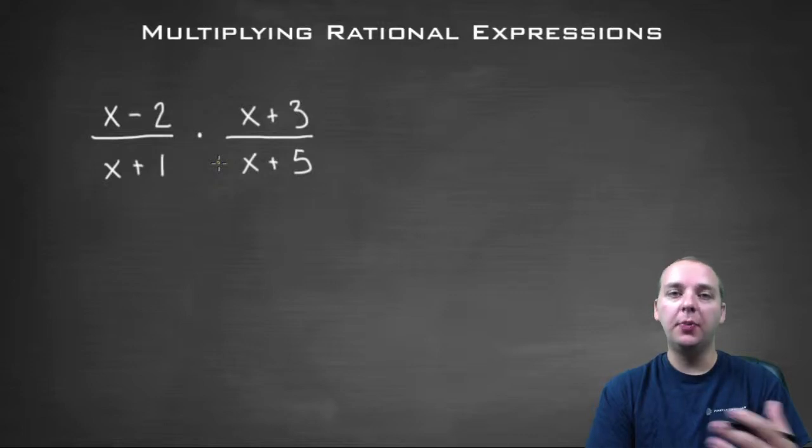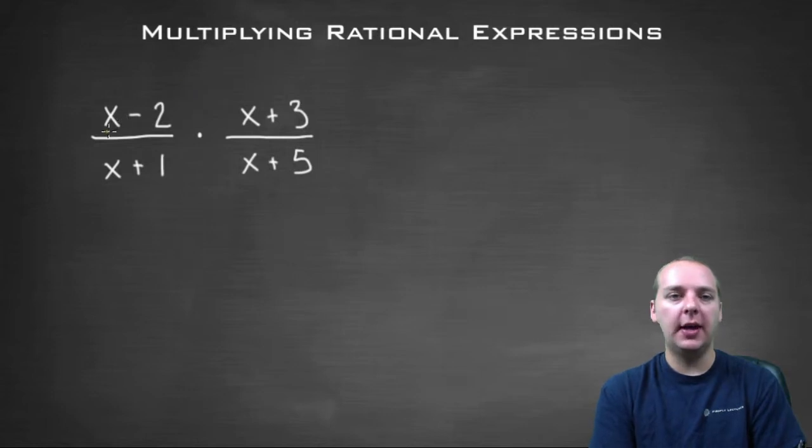Let's take a look at how you would multiply two different rational expressions together. So here, let's say we had x minus 2 over x plus 1 multiplied by the rational expression x plus 3 times x plus 5.